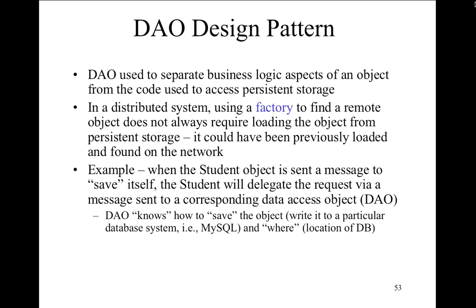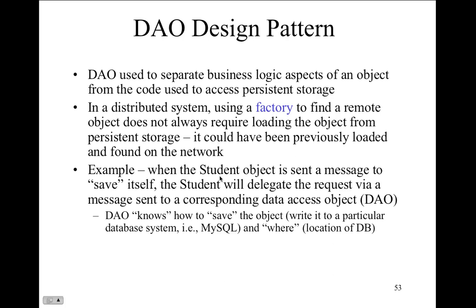In a distributed system, using a factory to find the remote object doesn't always require loading the object from persistent storage. It might have a different functionality to it. It could have been previously loaded as well, or it could also have been found on the network somewhere else. So it may not have come from our application. It might actually be from a different location.